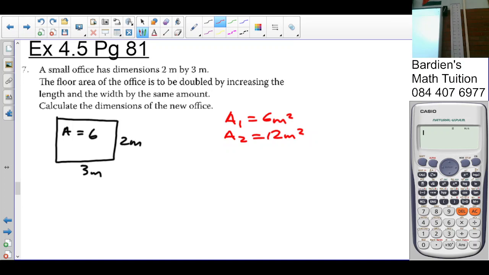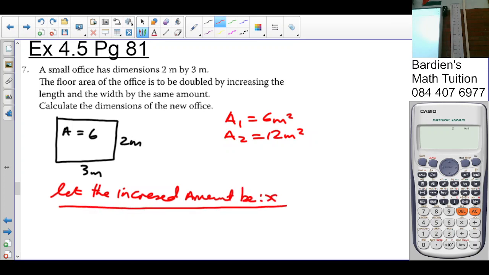The floor area of the office is to be doubled by increasing the length and the width by the same amount. So let the increased amount be x. Yes. Let the increased amount be x. Very important. You see I'm bringing x into the story here. So I must introduce the x to whoever is marking the exam. Can you see that, people? You can't just bring your x in anyhow and then everybody's surprised you brought the x. No? You must let us know about it.